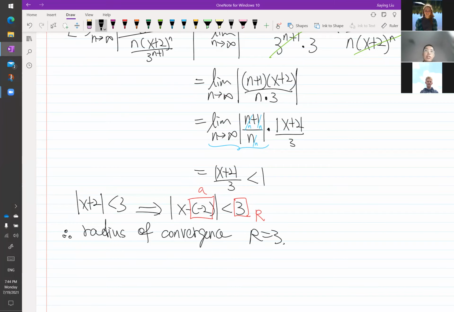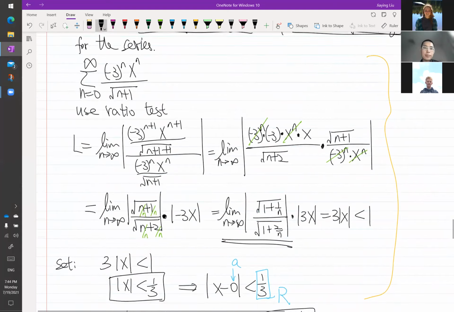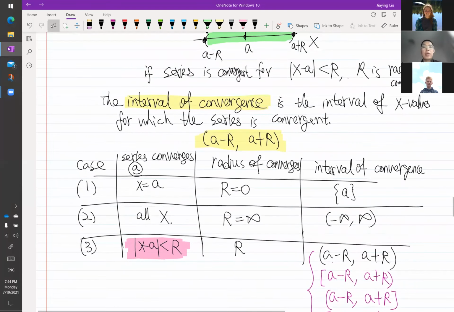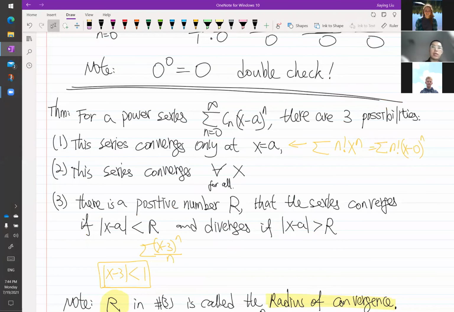Why do we have to put it in this form? Because to get A, if you go back to what I highlighted earlier, in the theorem, it says the series converges if |x minus a| is less than R, right? So it has to be x minus a is less than R, not x plus a, right?